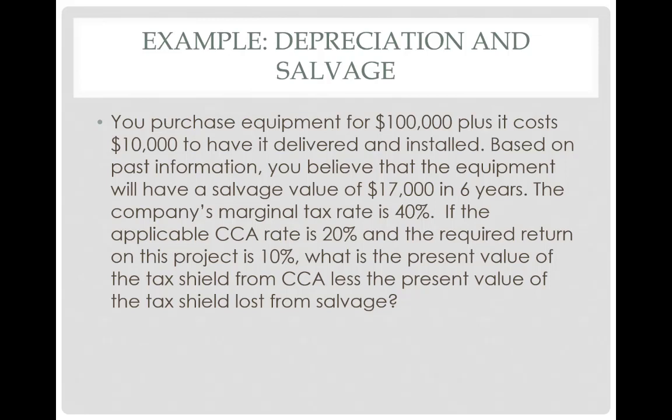All right, so here's the example. You purchase equipment for $100,000. It's going to cost you $10,000 to have it delivered and installed. Based on past information, you believe that the equipment will have a salvage value of $17,000 in 6 years. The tax rate is 40%. The CCA rate is 20%. The required rate of return on this project is 10%. And the question is, what is the present value of the tax shield from CCA less the present value of the tax shield lost from the salvage value?